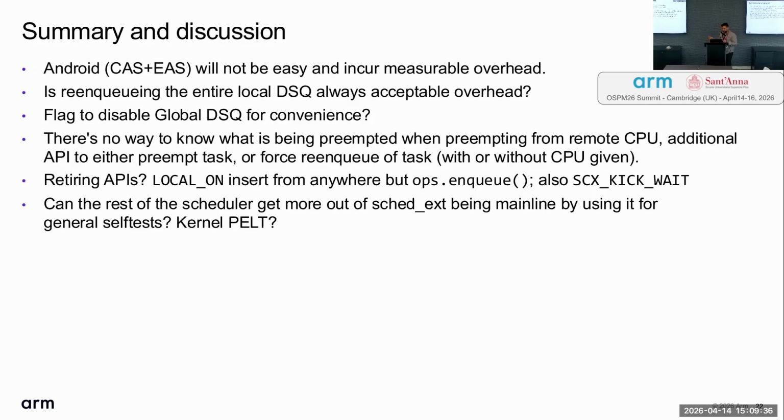So I'll do the summary and discussion now, and then probably get back to gang scheduling, depending on how much time there is. Honestly, I struggled a lot with this. Gang scheduling was quite easy because I've just presented the solution, but capacity-aware and energy-aware scheduling is quite hard, and the overhead will be measurable, will be visible. I don't know if Android vendors are willing to accept that, but I'm happy to be proven wrong here.